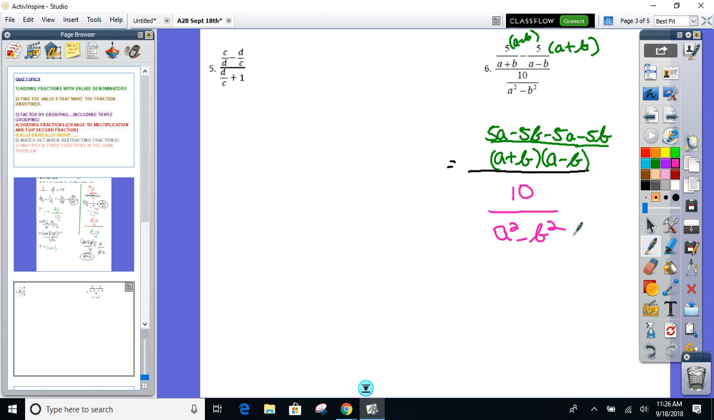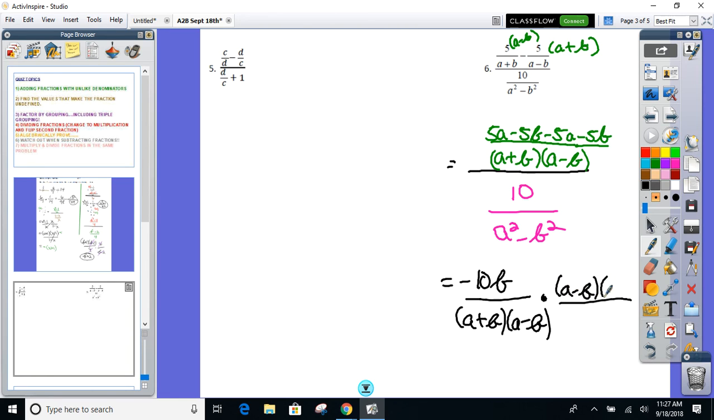You want to combine the top for me? What's left in the top here? The 5a's look like they're gone, but the b's aren't. Negative 10b. So negative 10b over a plus b, a minus b. Multiply, flip. Before I flip, is it all right if I factor? A squared minus b squared. A minus b and a plus b. 10 on the bottom now. Boom, flipping it.